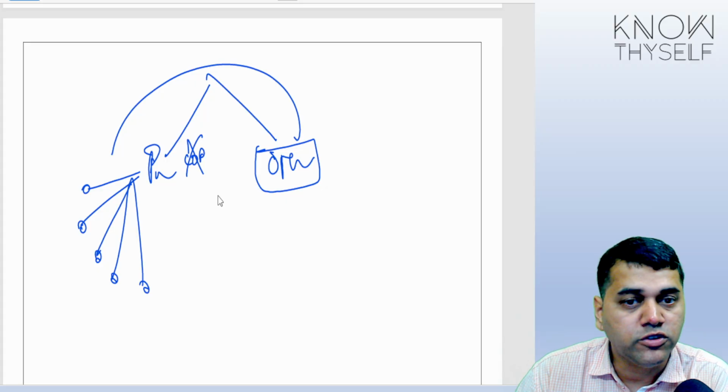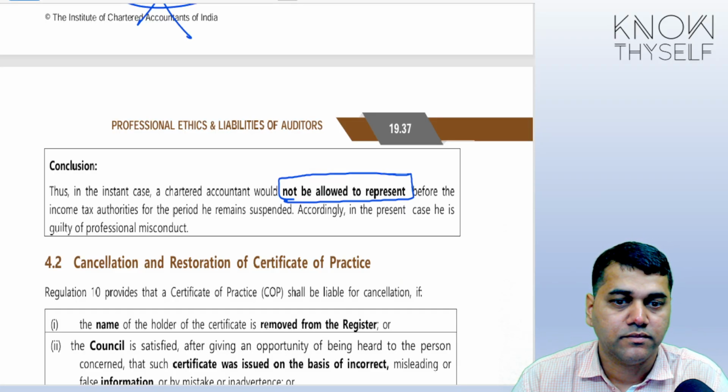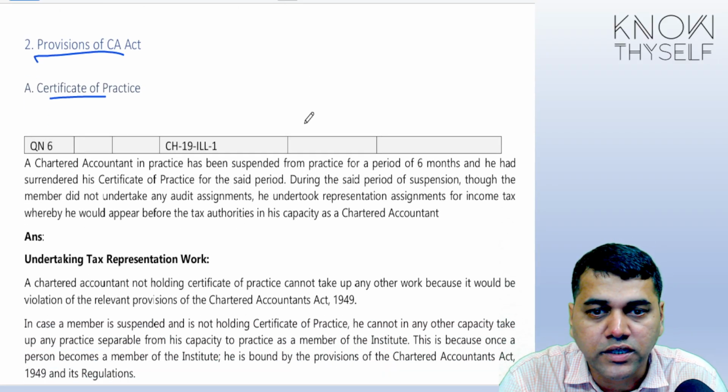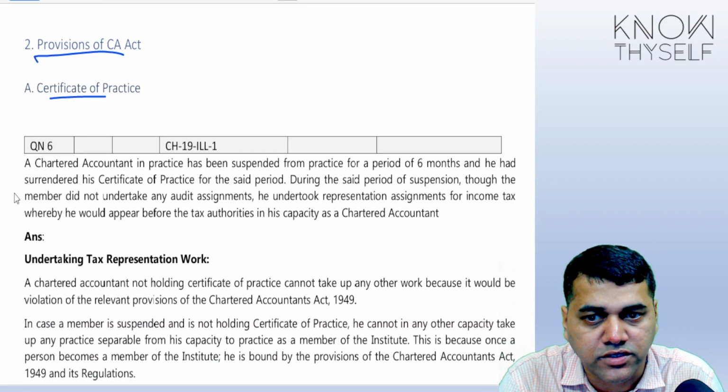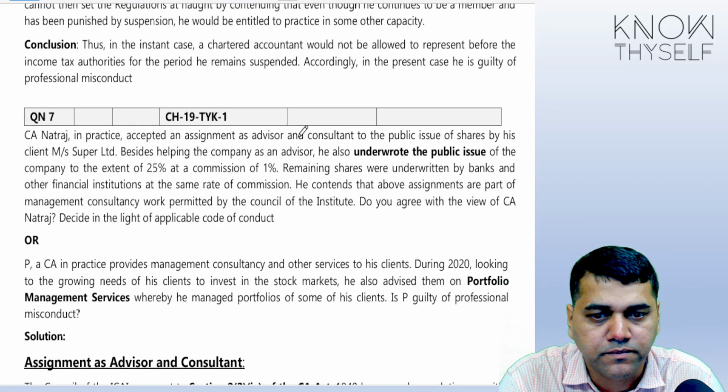So these are all the rules made by the ICAI related to the certificate of practice. Okay, so there was a question, illustration one. This we have already discussed. So I will discuss it then and there itself, and we will proceed further.